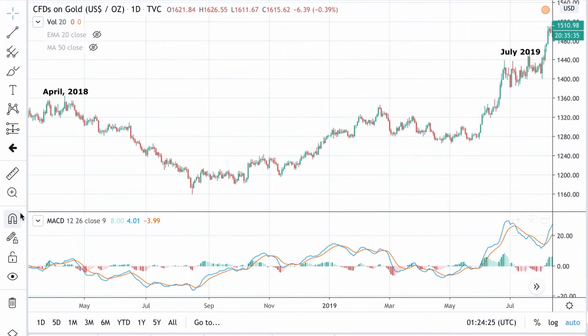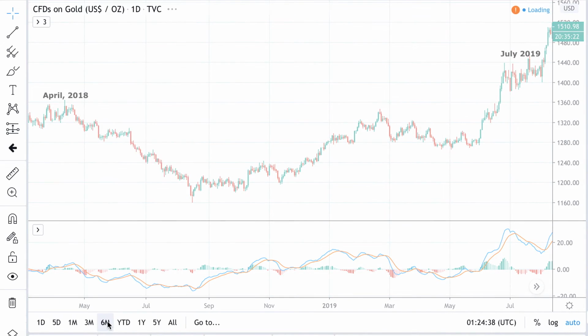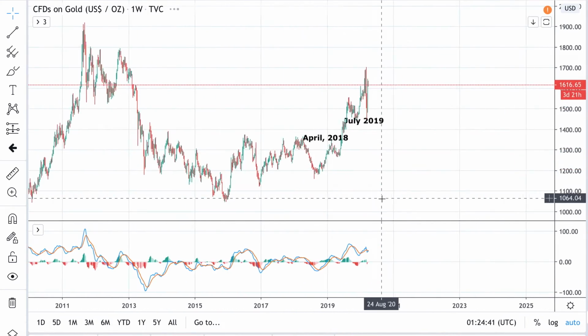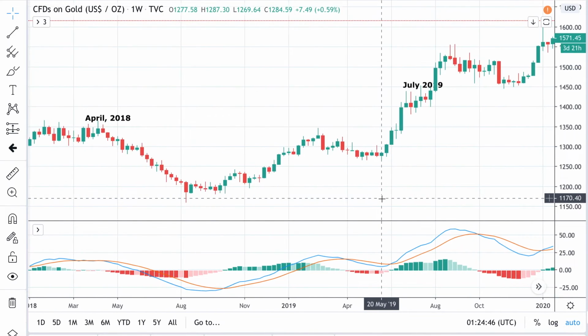All right. So what we are going to do right now is go to the higher time frame. Right now I'm using the daily chart, so I'm going to change to the weekly chart. Weekly chart, and we're going to go back to April 2018 to July 2019.